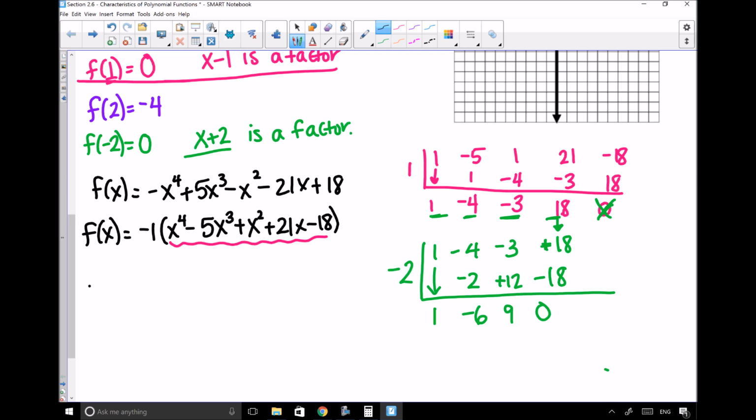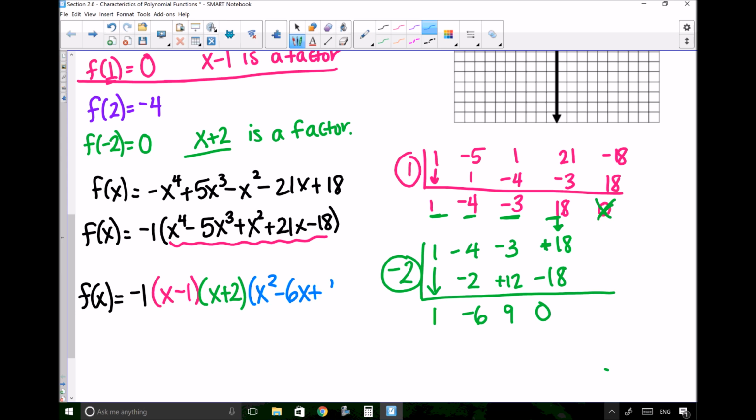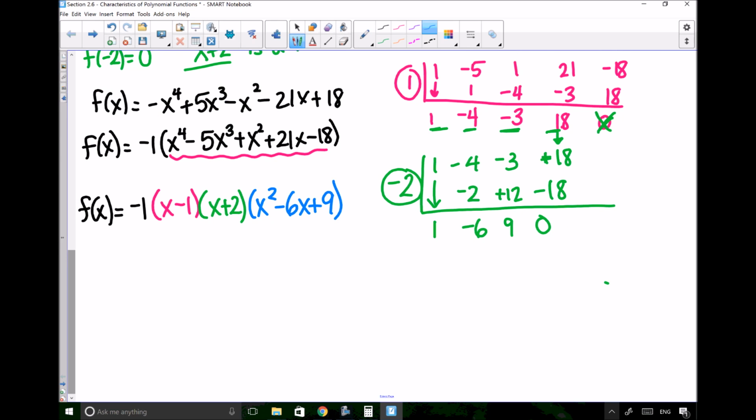So what does this all mean? Well, f of x therefore will become, I keep the -1, okay? I know that I have x minus 1 as a factor, and I also know that I have x plus 2 as a factor. And then what do I have left over? x squared minus 6x plus 9. Okay, so that means that I can say that f of x is equal to -1 times x minus 1 times x plus 2. And let's go ahead and factor this right here.